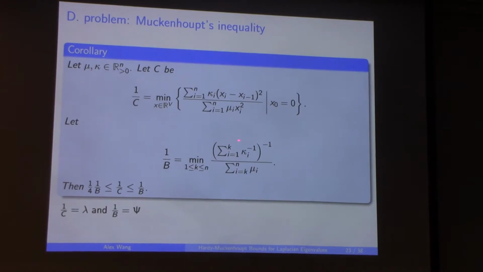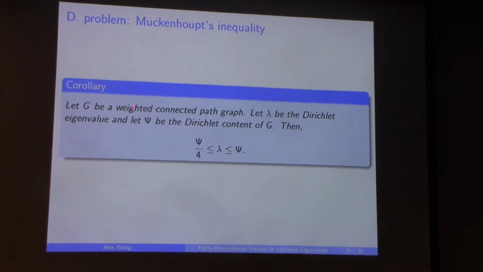Well, this quantity is the effective spring constant between v_0 and v_k, and this is the mass on the right of k. So that was nothing but my definition of psi. I'm going to rewrite it in the language that we developed in the first part of the talk. If you have a weighted connected path graph, and lambda is the Dirichlet eigenvalue, and psi is the Dirichlet content, then we can estimate lambda this way.